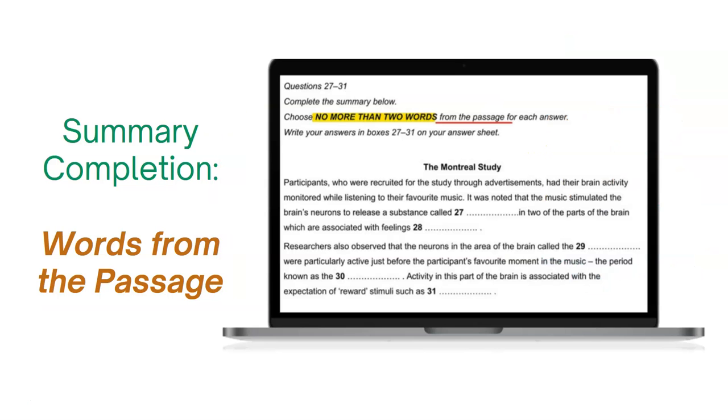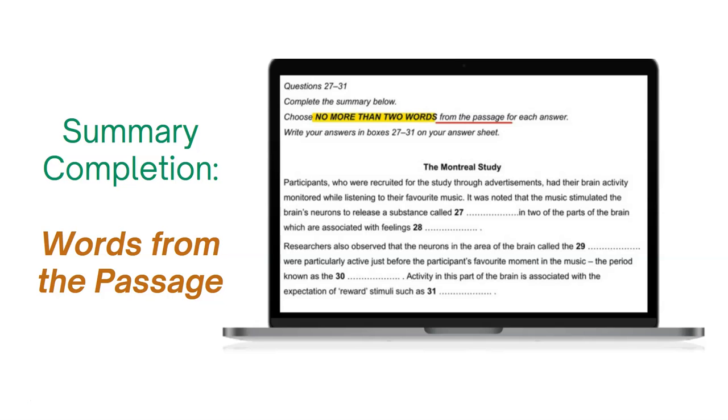Here we have a question type where we're choosing the words from the passage. How do we know? You must read the instructions. Here we know that we're completing the summary, and it's saying choose no more than 2 words from the passage.